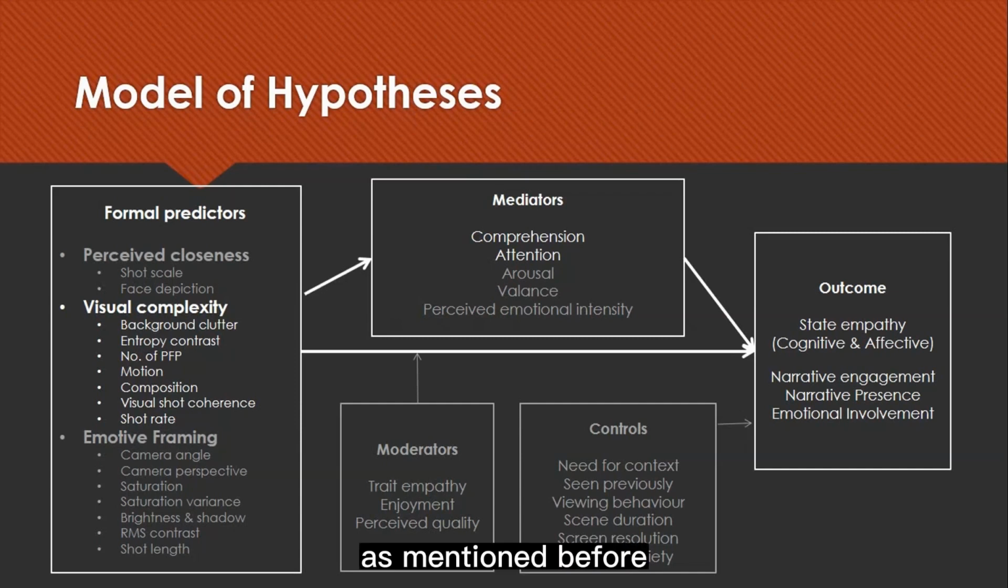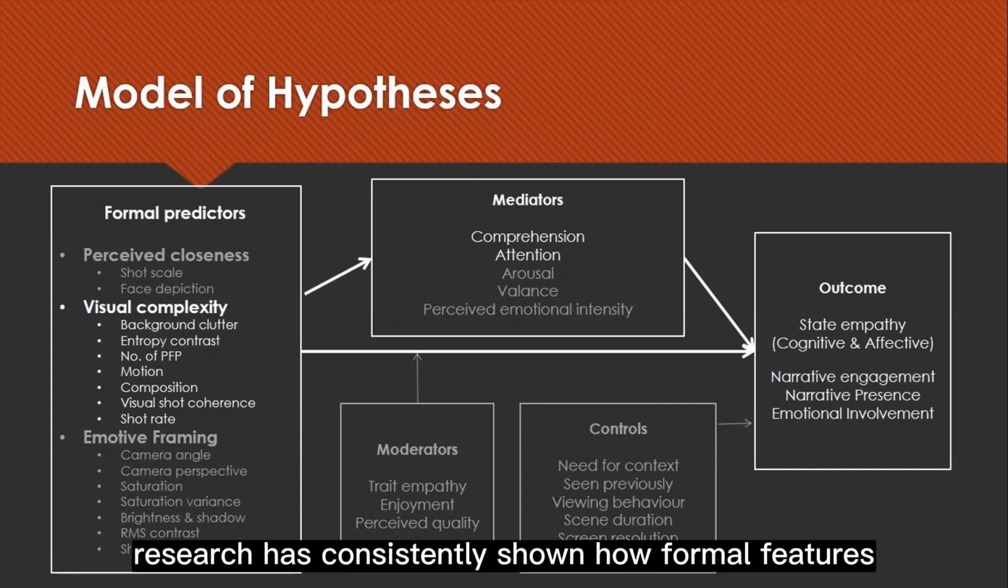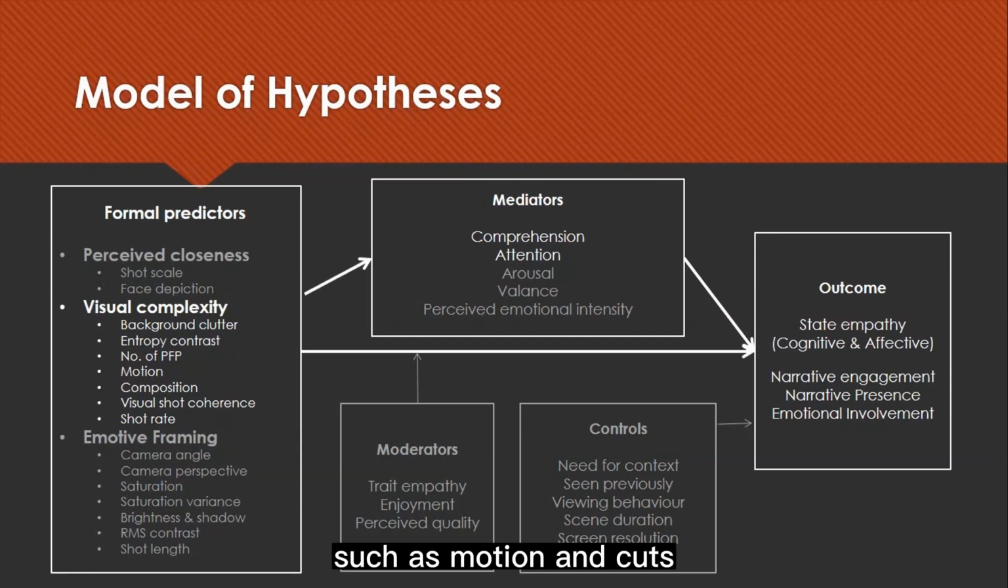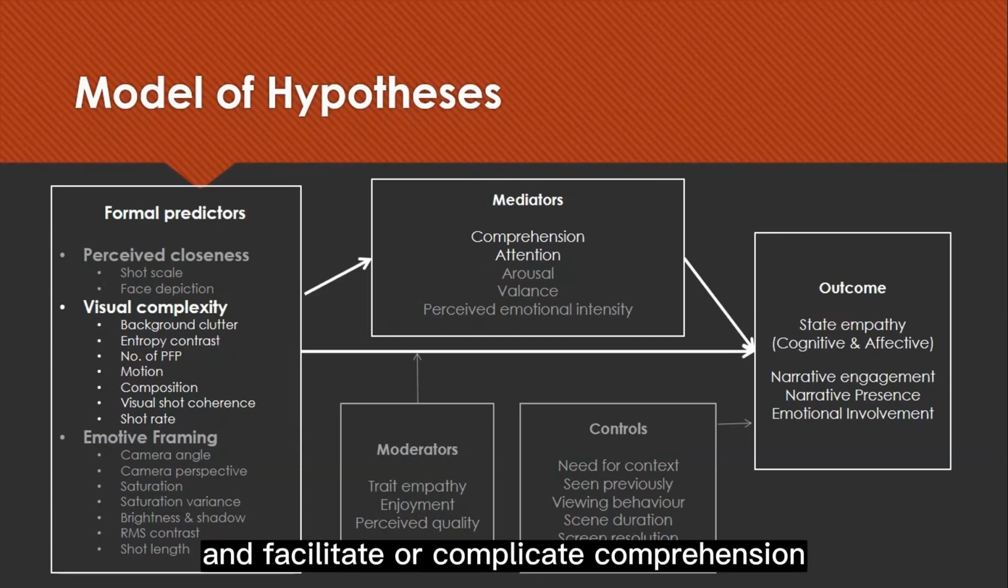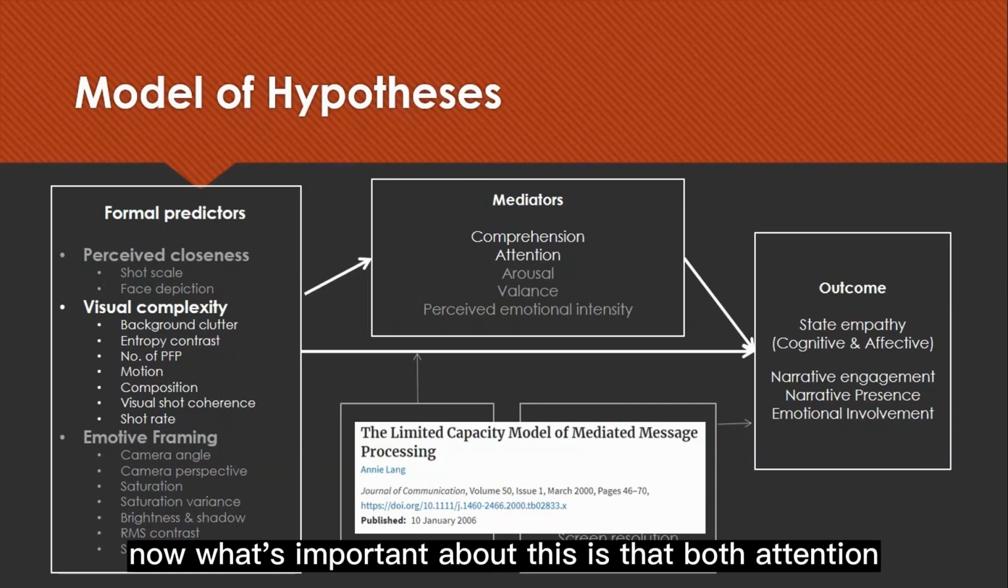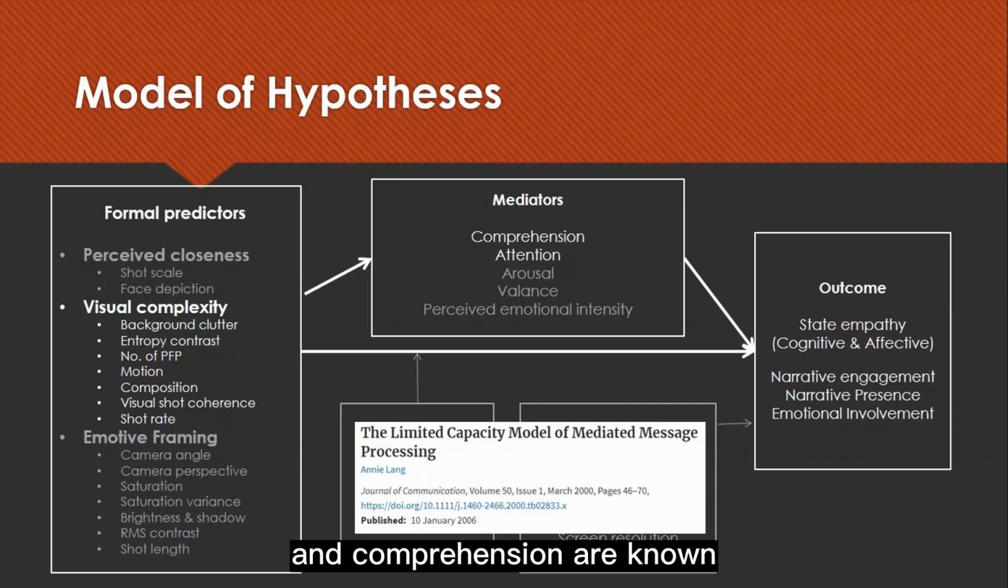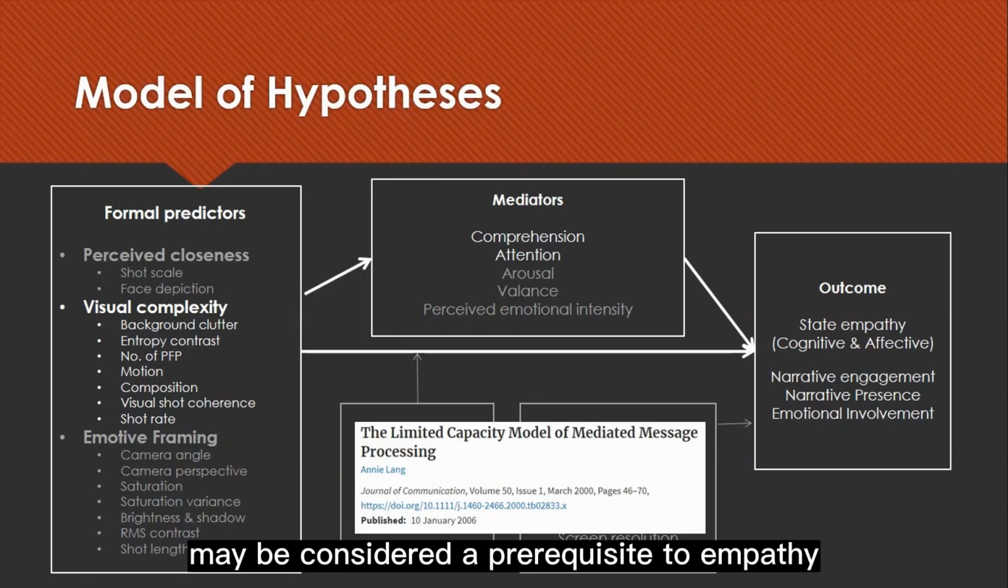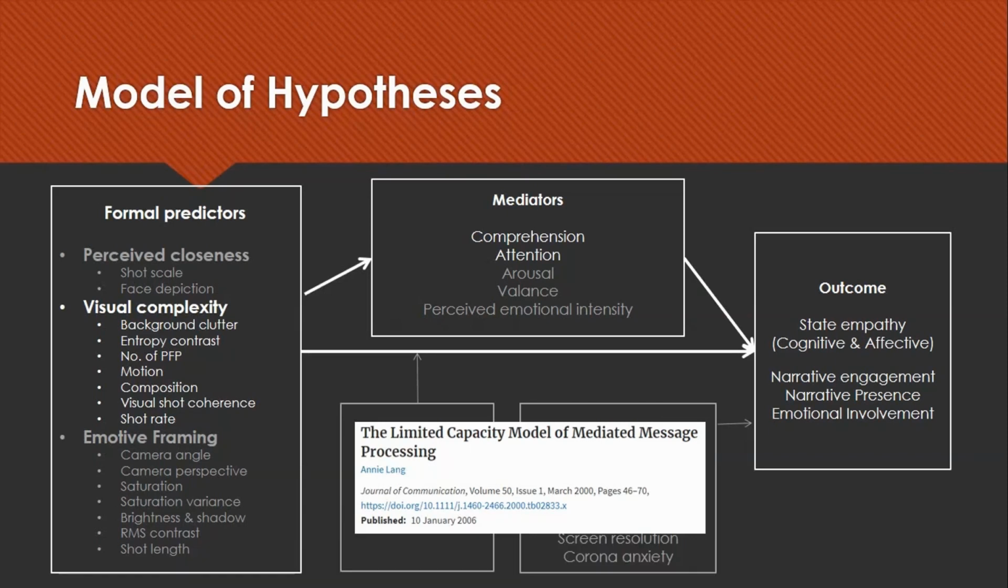As mentioned before, previous research has consistently shown how formal features such as motion and cuts can grab the attention and facilitate or complicate comprehension, most prominently explained in Lang's limited capacity model. Now, what's important about this is that both attention and comprehension are known factors in narrative engagement, and attention in particular may be considered a prerequisite to empathy.